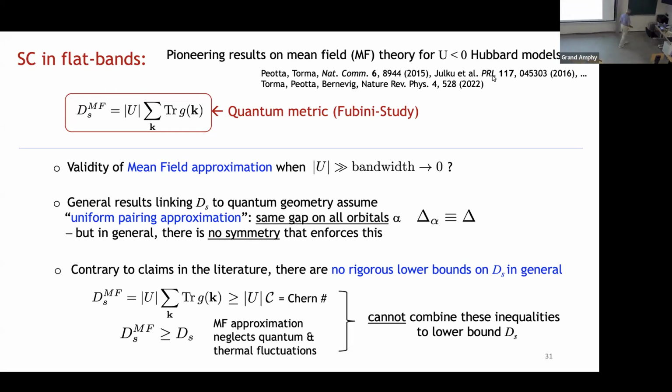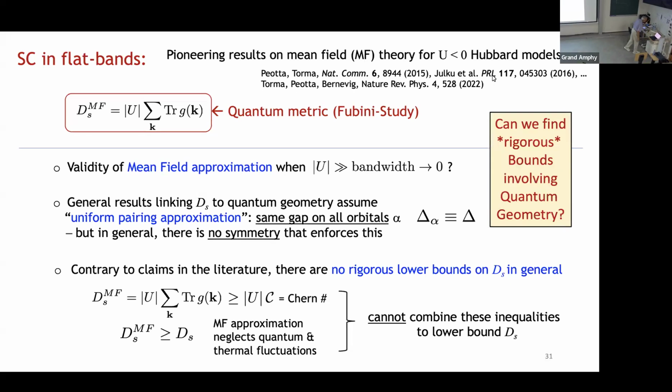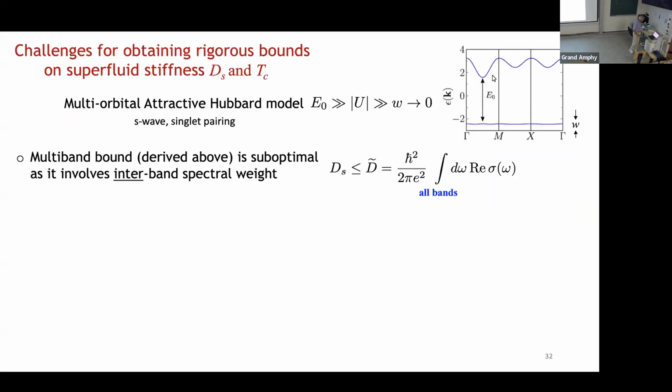Okay. So now let's ask ourselves, we have all these ways of finding rigorous bounds on the stiffness. Can we actually find rigorous bounds which are quantum geometric in nature? That's the question we asked. So what are the challenges? You take some model, which is a multi-orbital model, and again, for more complicated interactions nobody knows how to do these calculations. People have tried and it doesn't work out simply. So we'll also take an attractive Hubbard model on a flat band or a very nearly flat band.